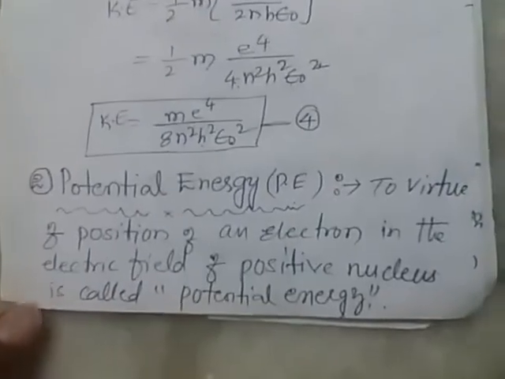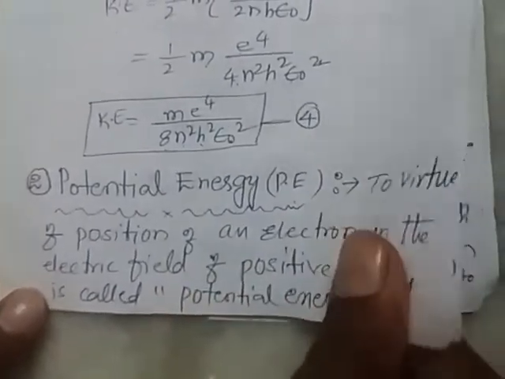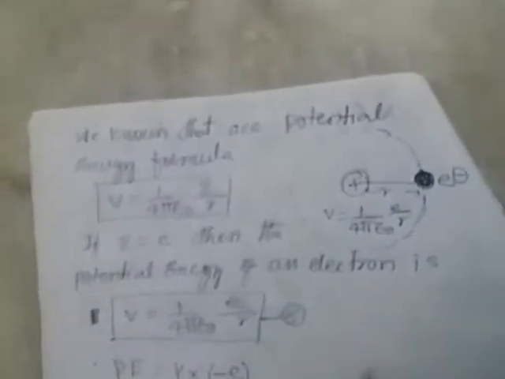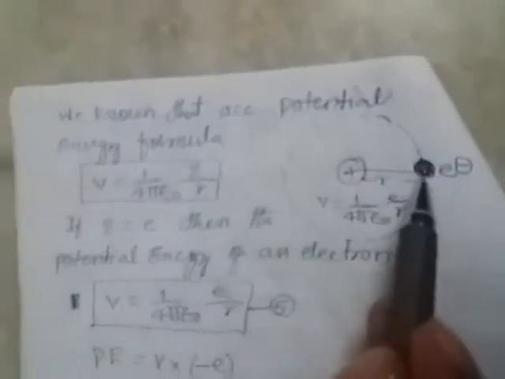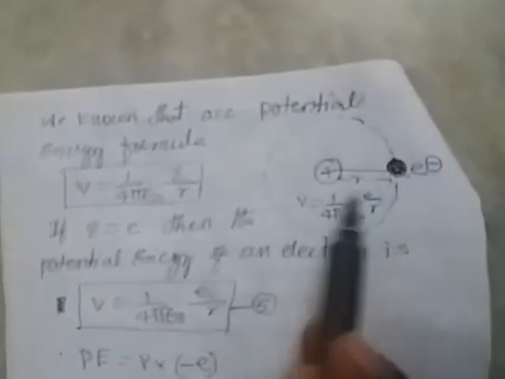So this potential energy will depend upon the radius of the orbit, which we take as r, and this is the nucleus. Around the nucleus the electron revolves in a circular path. Therefore it will depend upon the potential. The potential can be written V equal to 1 by 4 pi epsilon naught q by r. This is the potential between the nucleus and the electron.